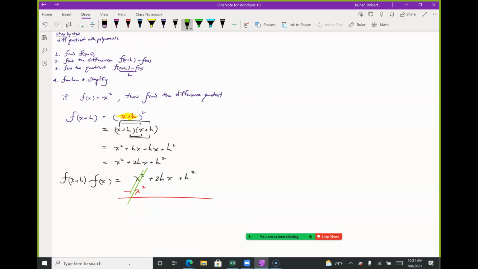Yes, so the terms without h in them will always go away. This is a key. The terms without factors of h must go away. If they don't, you made a mistake somewhere. If you don't lose all of your terms with no factor of h, you made a mistake somewhere. So what do I get here? I get 2hx plus h squared.